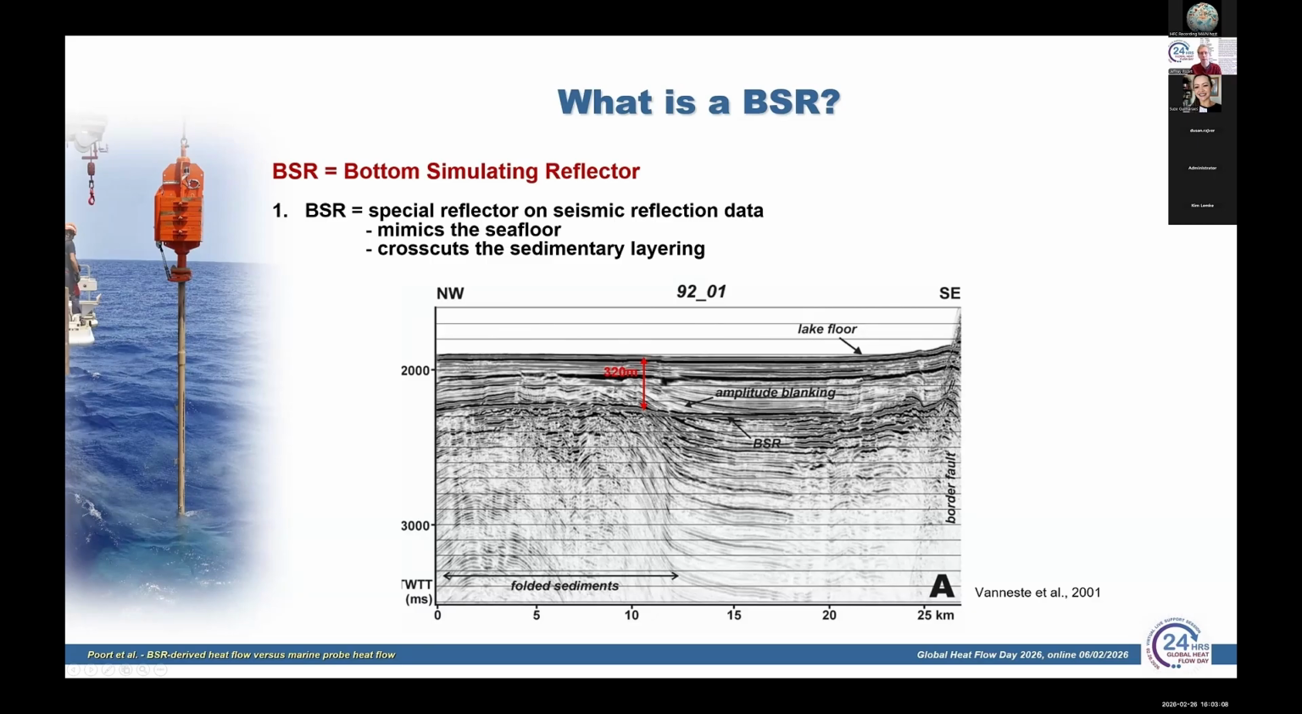reflector here that mimics more or less the seafloor. So when the seafloor goes up, it also goes up. And more striking is that it cross-cuts the layering. You can see it especially here, like in this anticline, where you have some layers that are not subhorizontal anymore. So this specific reflection is what we call the BSR, or the bottom simulating reflector.